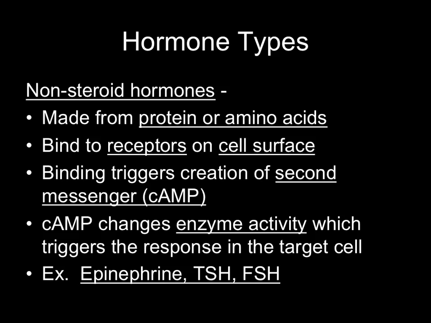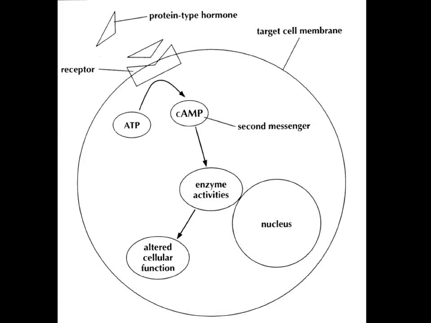Now let's take a look at the diagram that shows how non-steroid hormones work. So we have a protein type hormone, okay, so that's a non-steroid, and notice that its receptor is here at the cell surface. So the shape of this hormone fits with the shape of the receptor. When they bind together, ATP, okay, we talked about how it was a cousin, changes into the cAMP, the cyclic adenosine monophosphate, and that is our second messenger. What it does is it goes and changes the enzyme activities that affect the nucleus and then changes the cell function. So it's essentially the same outcome, it is just a slightly different way of having it happen.